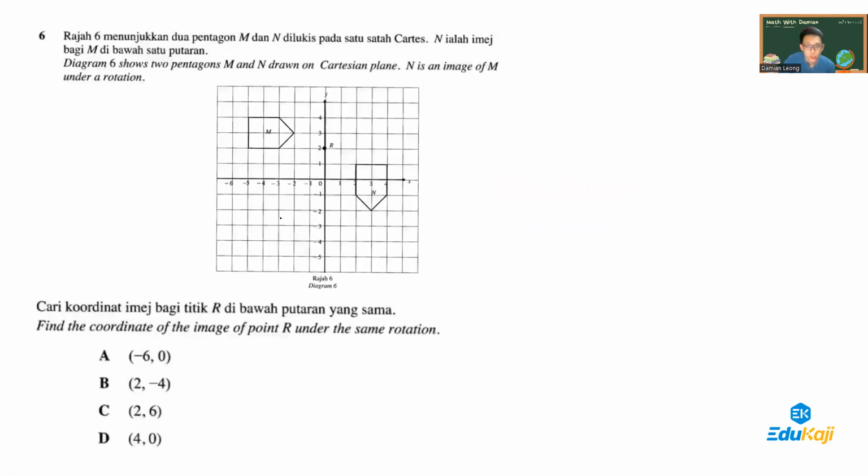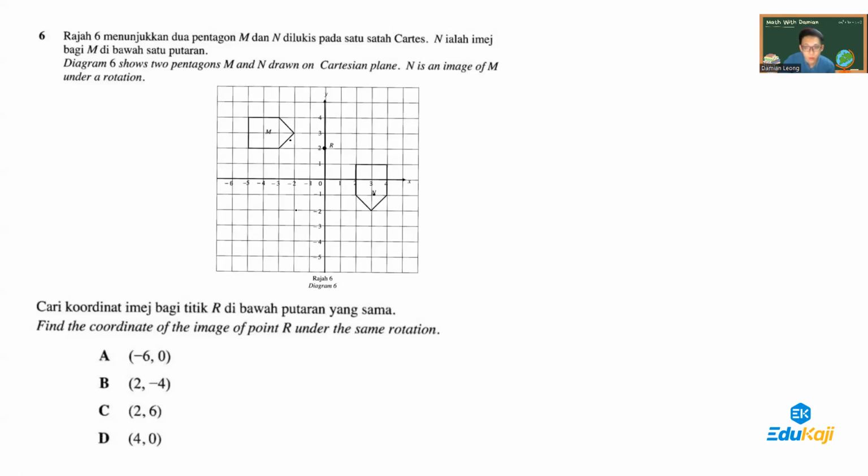Right? Question 6. Find the coordinates of image of R under the same rotation. So N is the image of M under rotation. From M rotate until N, you look at the orientation, pointing this way to pointing this way, means it turns this way, 90 degrees. So I want to find the center of rotation. Center of rotation, there's a few ways of finding. It's up to you which way you want to use. Okay.